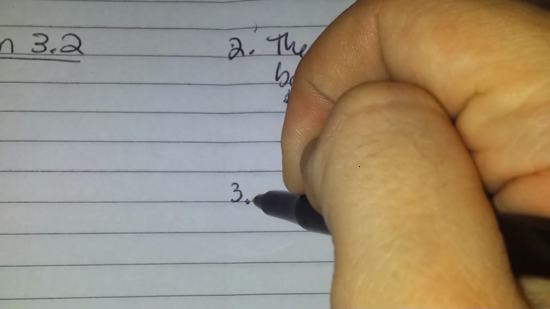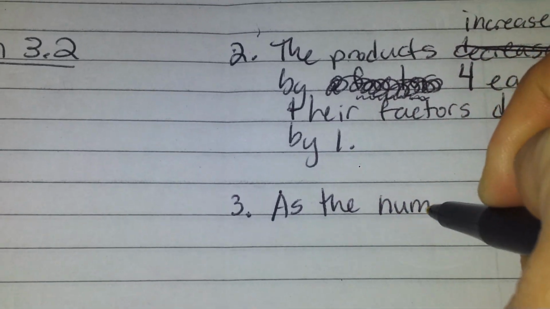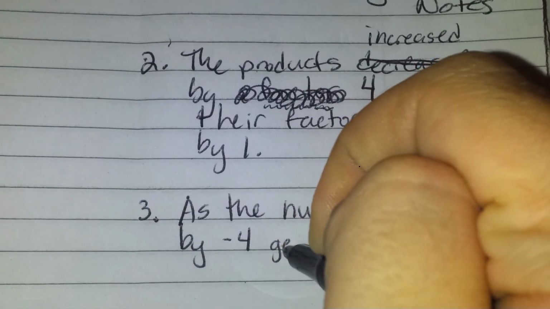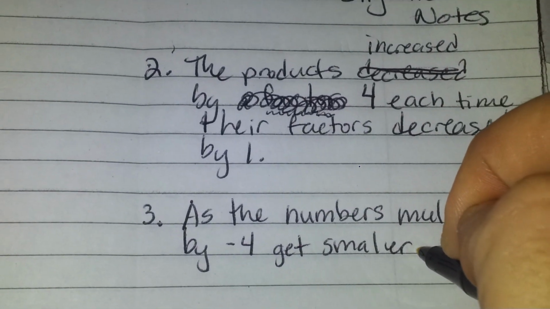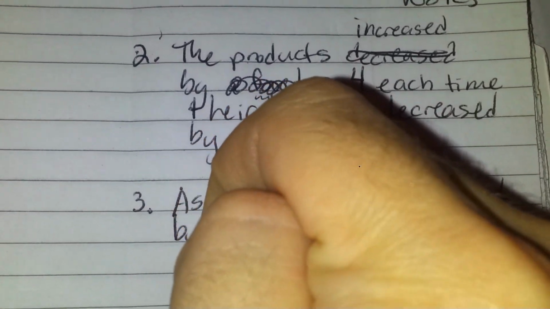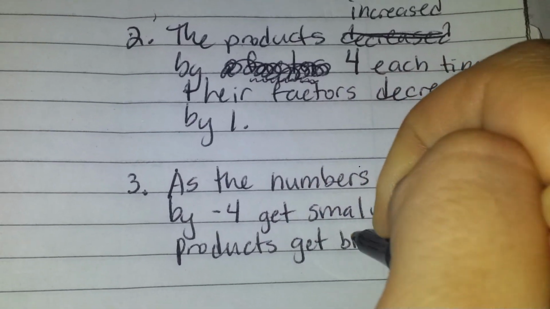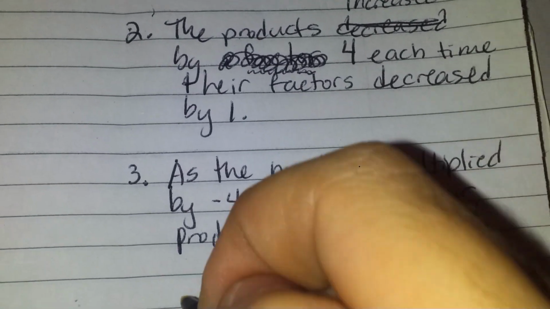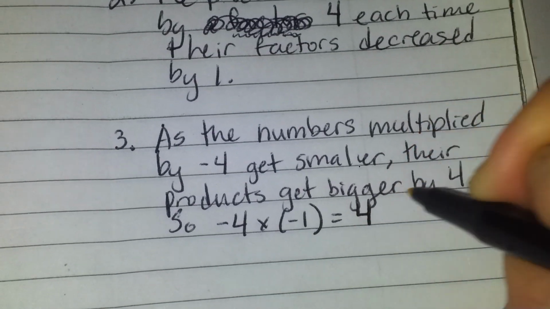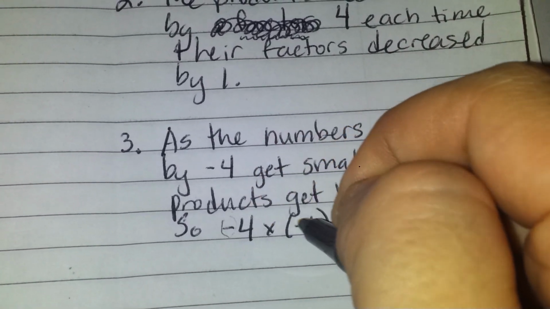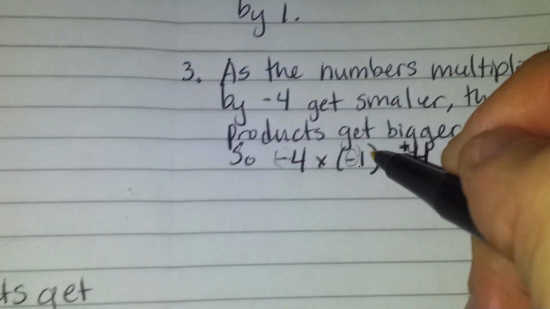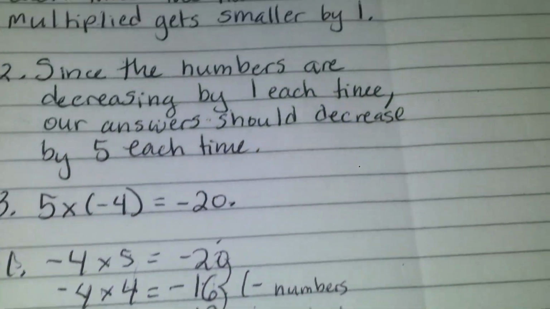I'm going to put it right here. As the numbers multiplied by negative 4 get smaller, their products get bigger by 4. So negative 4 times negative 1 equals positive 4. This is very cool. This reminds us of another rule for multiplication, where if you're multiplying a negative times a negative, it turns into a positive. So this turns into a positive 4. And we can see that it fits a pattern we could predict anyway. It's getting bigger. Let's try to solve number 4 now.